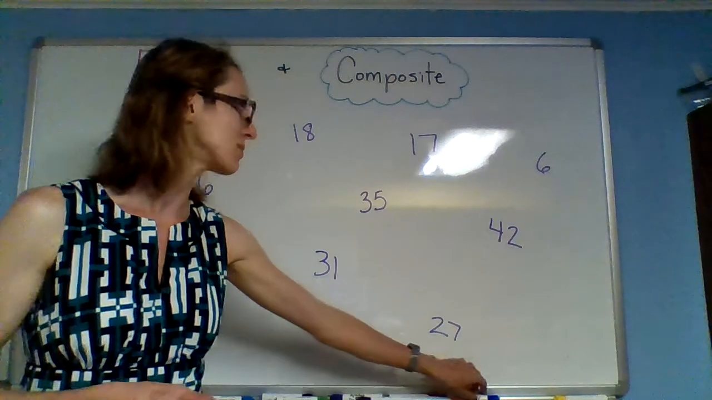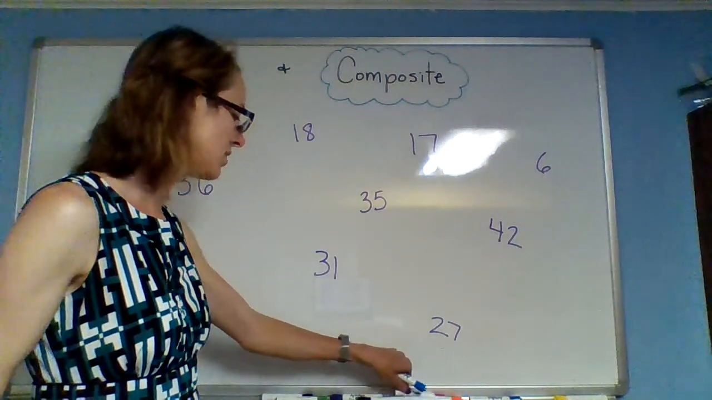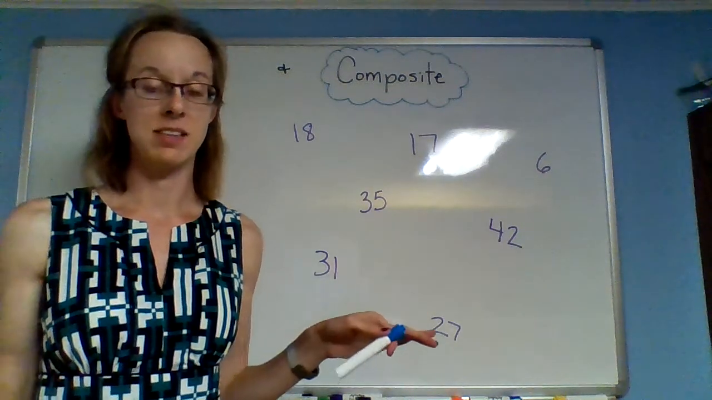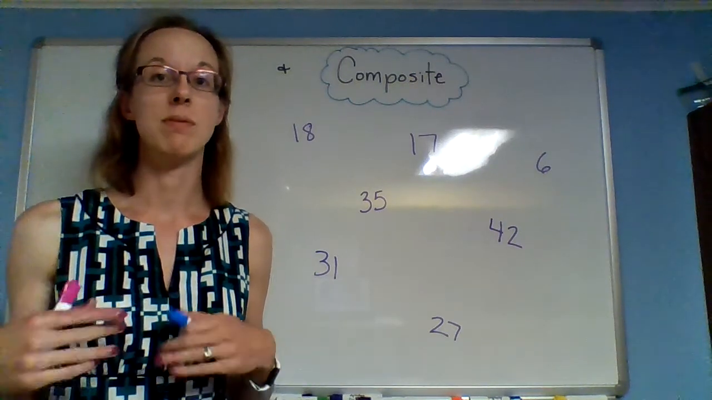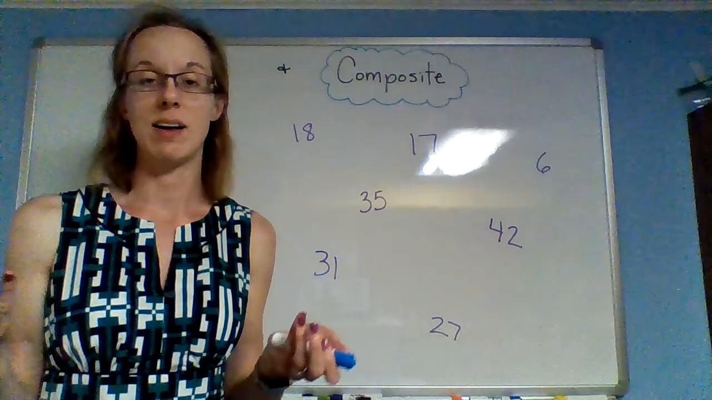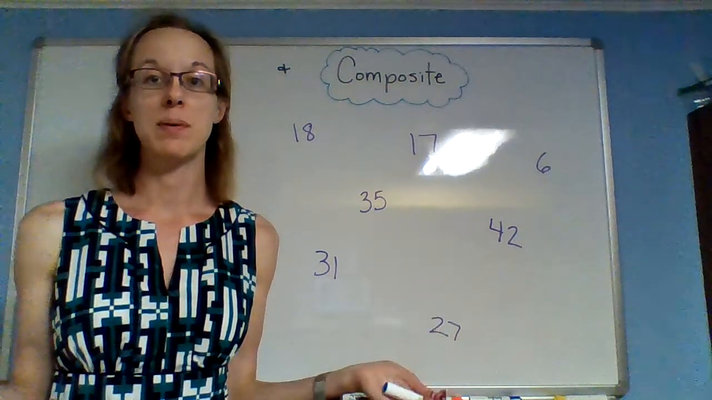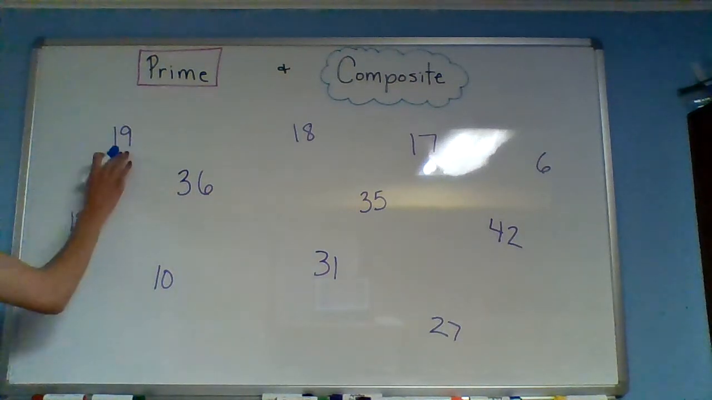Today on the board I have some random numbers and I want to go through and figure out with you whether each one is prime or composite. We don't need to find all the factors of the number when thinking about prime or composite. We're just thinking about, does it have more than 1 and itself as factors? If we can think of any other way that we can get to that number, we know it's composite and we can move on. So let's start over here.